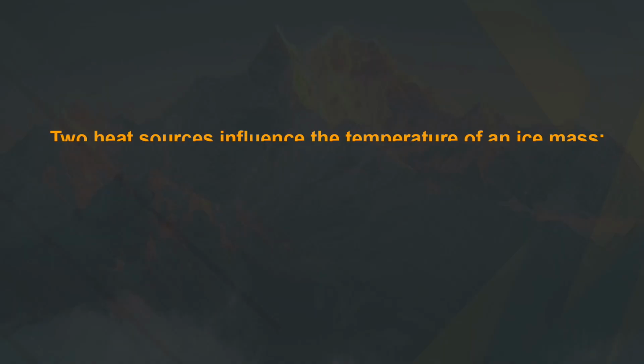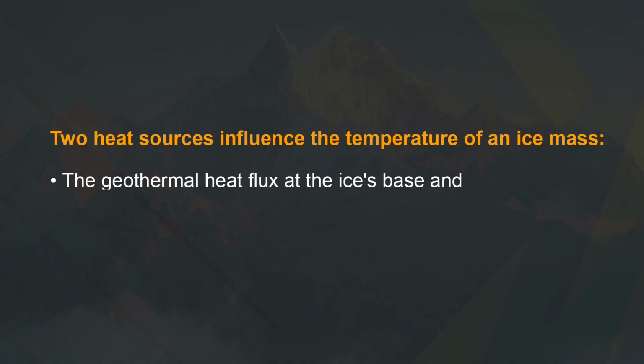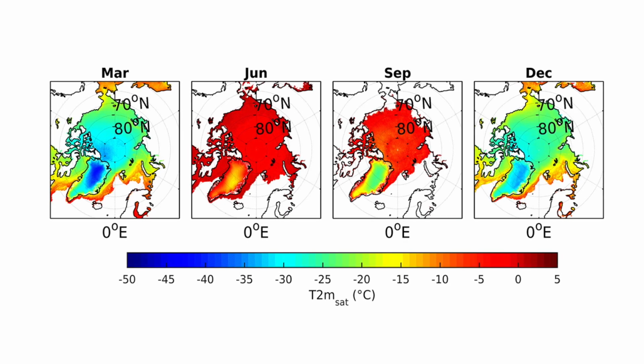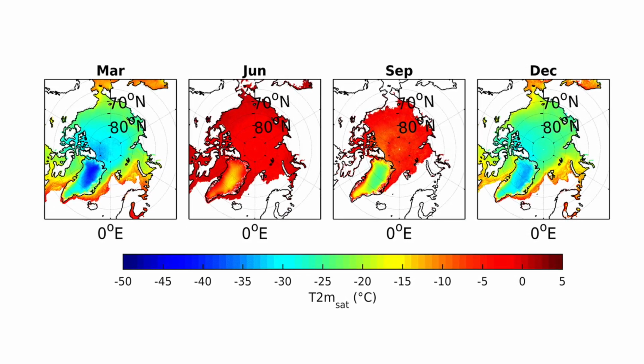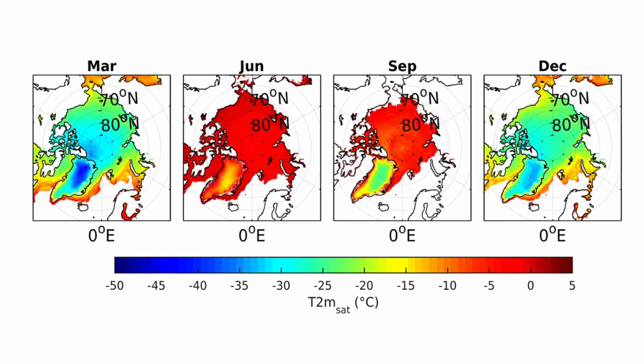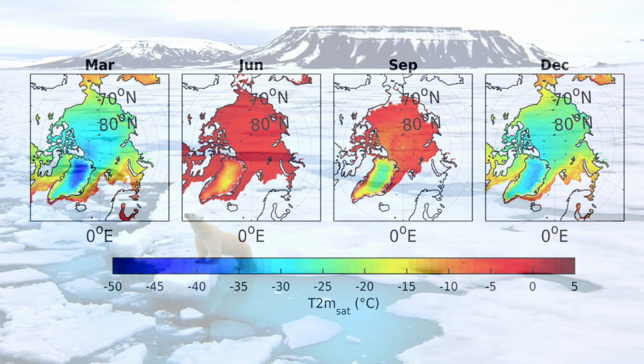However, as many of the physical characteristics of ice rely on temperature, it is crucial to take temperature into account. Two heat sources influence the temperature of an ice mass: the geothermal heat flux at the ice's base and the temperature at the surface. Seasonal variations in ice temperature are not discernible below the first 15 meters, where the temperature of the ice varies with the variation in the surface air temperature.